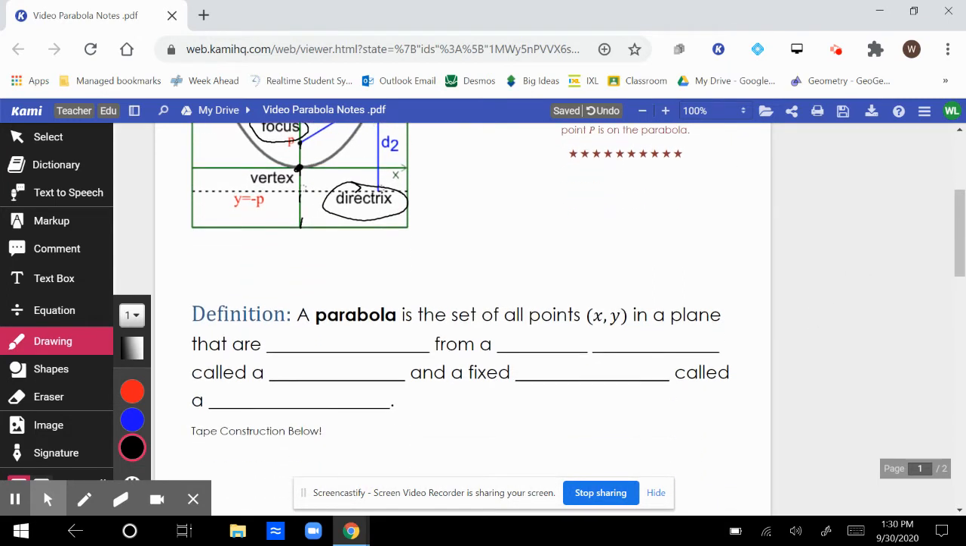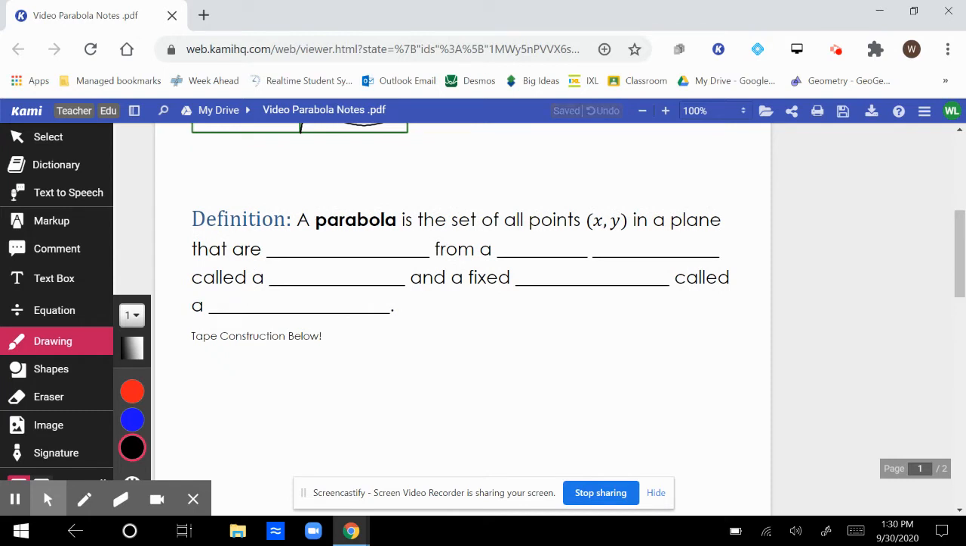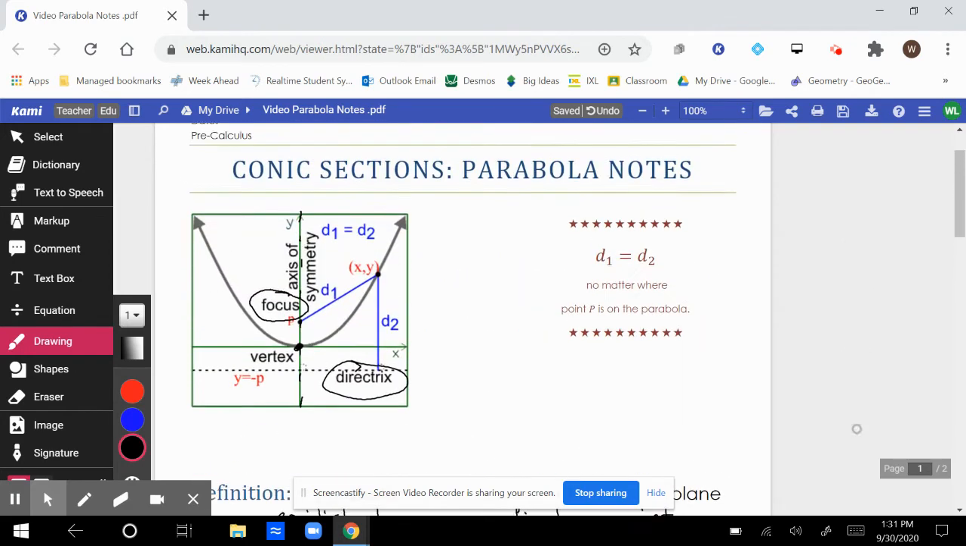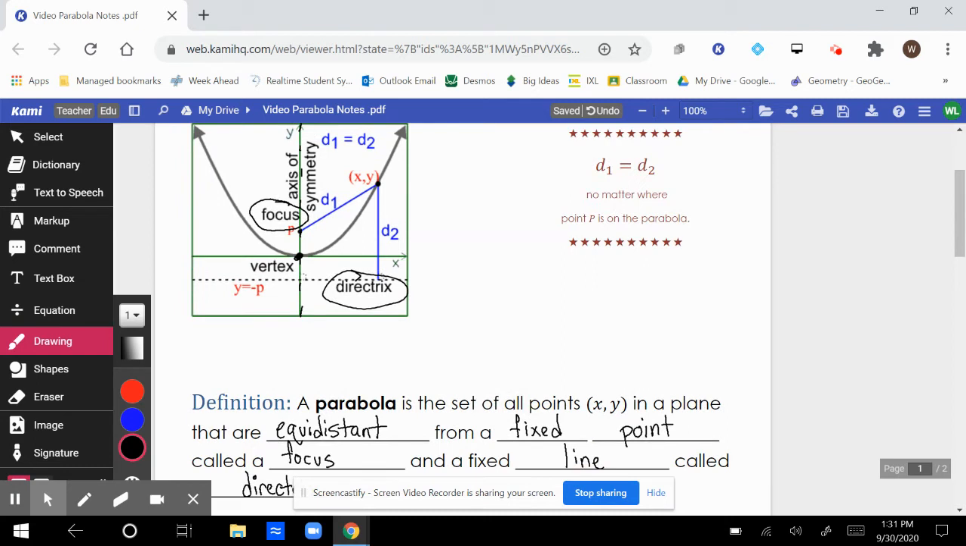We'll go back to that diagram in a second. Right now, the definition: a parabola is a set of all the points x, y in a plane that are equidistant, so the same distance, from a fixed point, which is called a focus, and a fixed line, which is called a directrix. You should take a second right now, pause your video, and make sure that you fill in all of those notes for this definition. So a parabola is a set of points equidistant from a fixed point called a focus and a fixed line called a directrix.